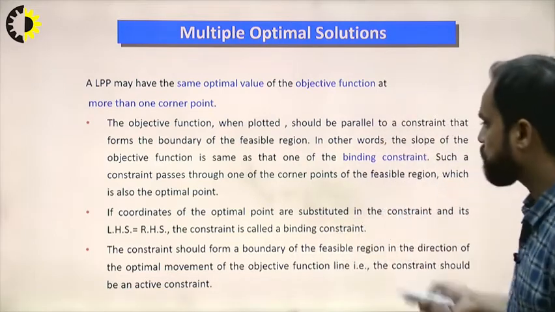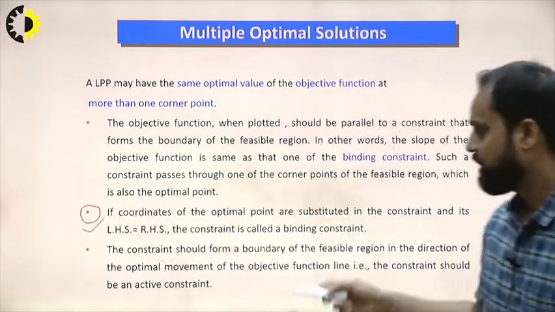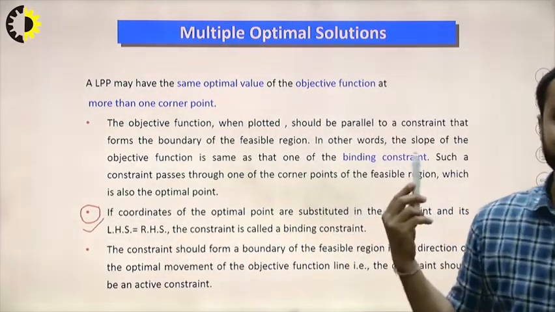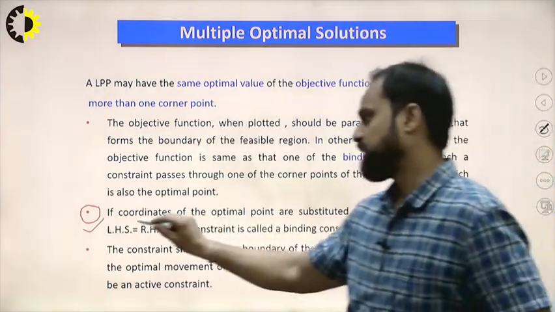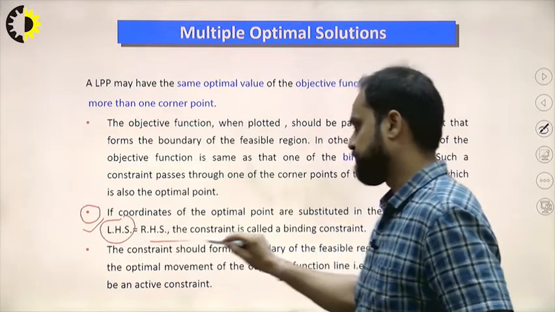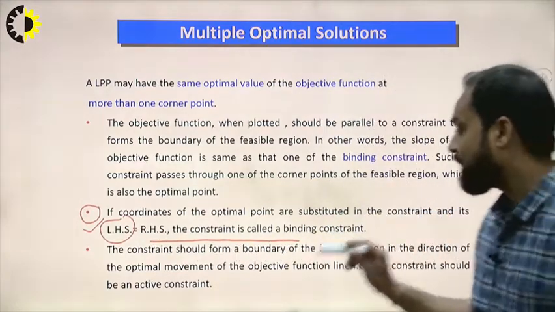In other words, as a second point, if I put the optimal point in that binding constraint, then the left hand side is always equal to the right hand side, and that constraint is also known as the active constraint.